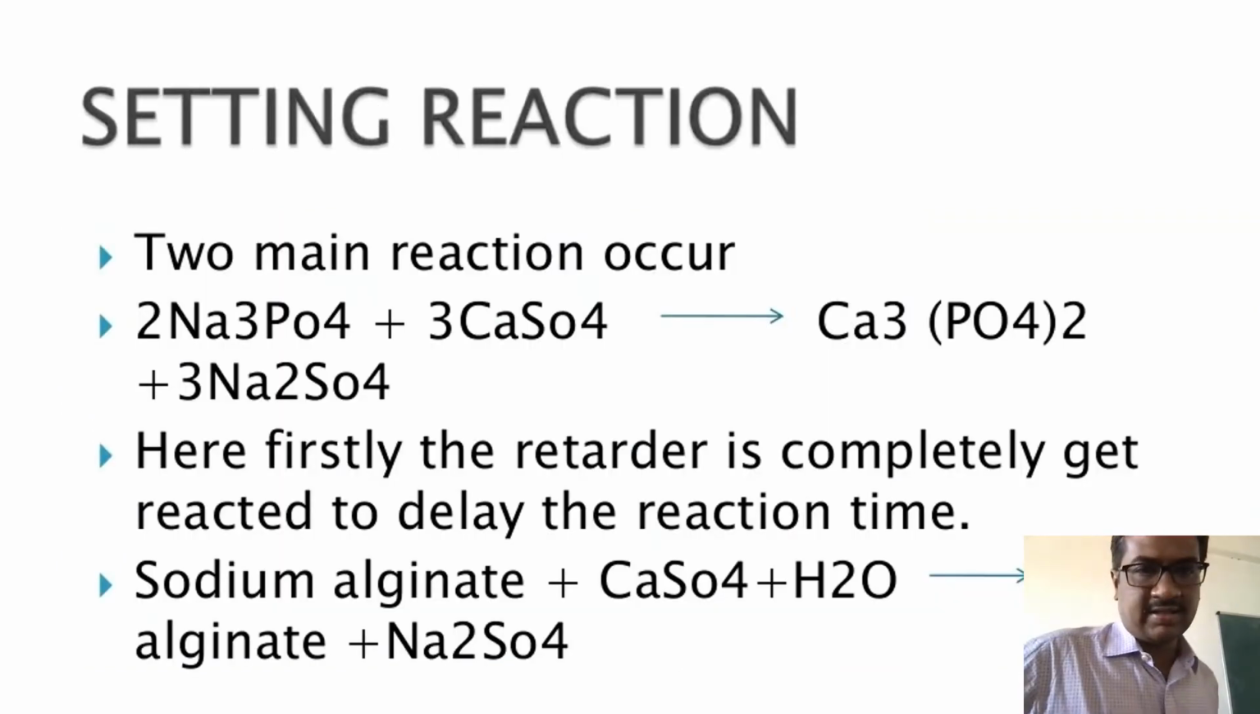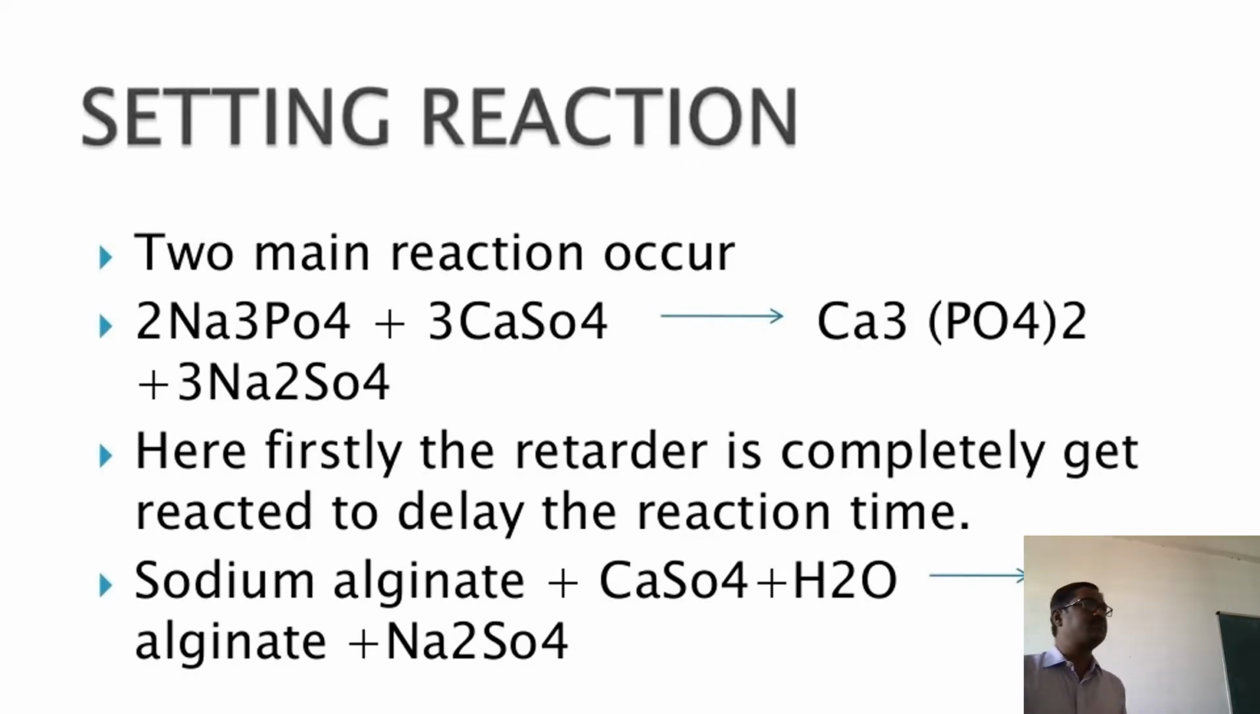So the setting reaction, I already told you, sodium phosphate reacts with the calcium sulfate. So it forms calcium phosphate plus sodium sulfate. So this will delay the reaction, instead of calcium ion directly reacting with the sodium alginate. So by this we will get sodium alginate as a gel.